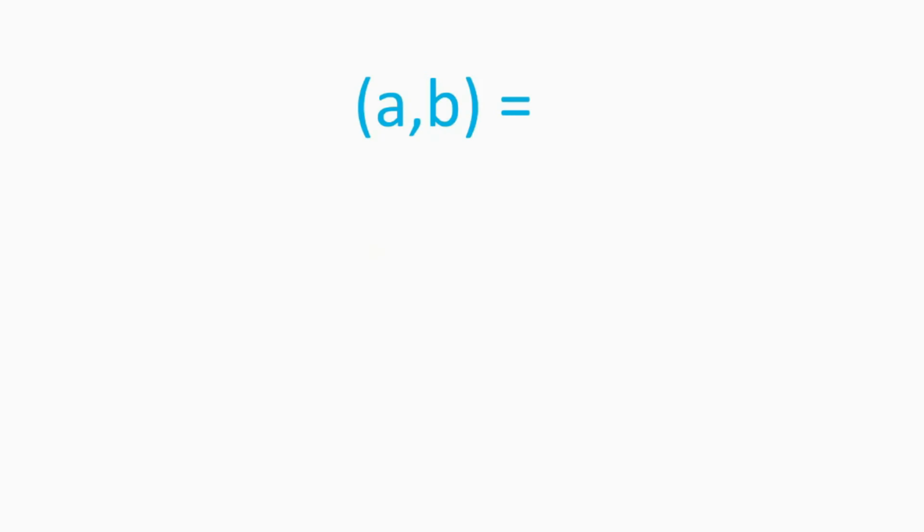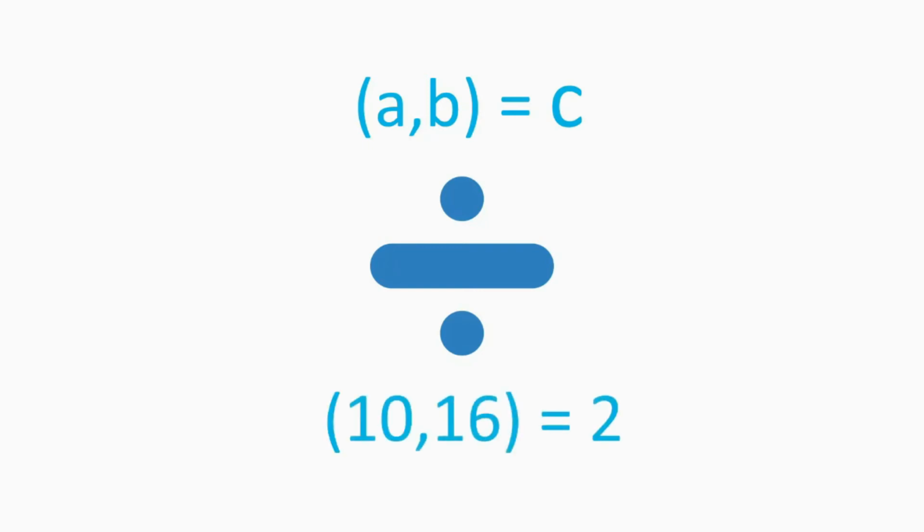The next thing I'll tell you is what the greatest common divisor of several integers is: a number that divides the given numbers without a remainder. The largest of the divisors is called the greatest common divisor, or GCD. The form of a GCD is (A, B) = C, where C is the GCD of numbers A and B. For example, for numbers 10 and 16, the GCD is 2.